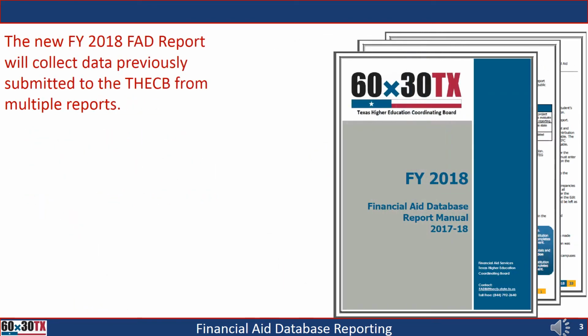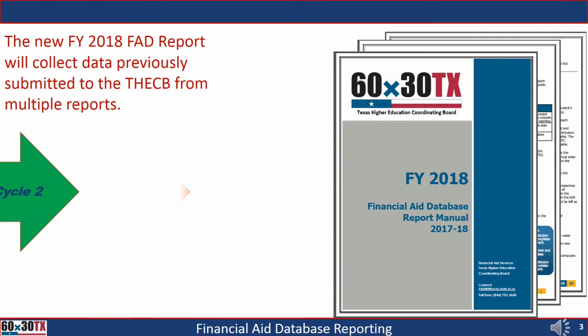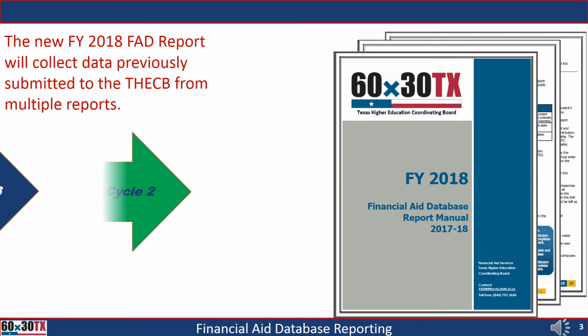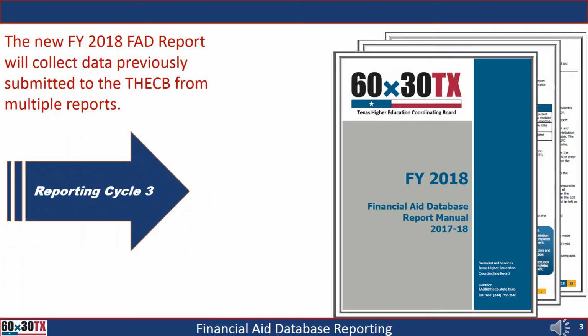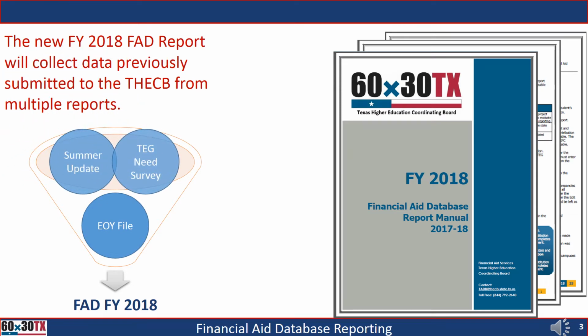To consolidate data collections, beginning 2018, institutions will be required to submit a more comprehensive FAD report 3 times a year. The additional reporting cycles will be required to incorporate data that was previously submitted on other reports, such as the TG Needs Survey or the end-of-year reports.